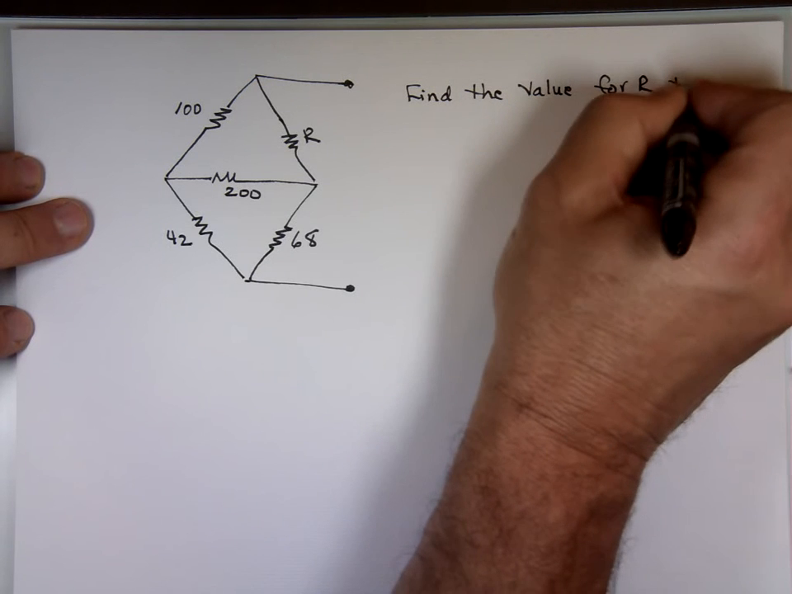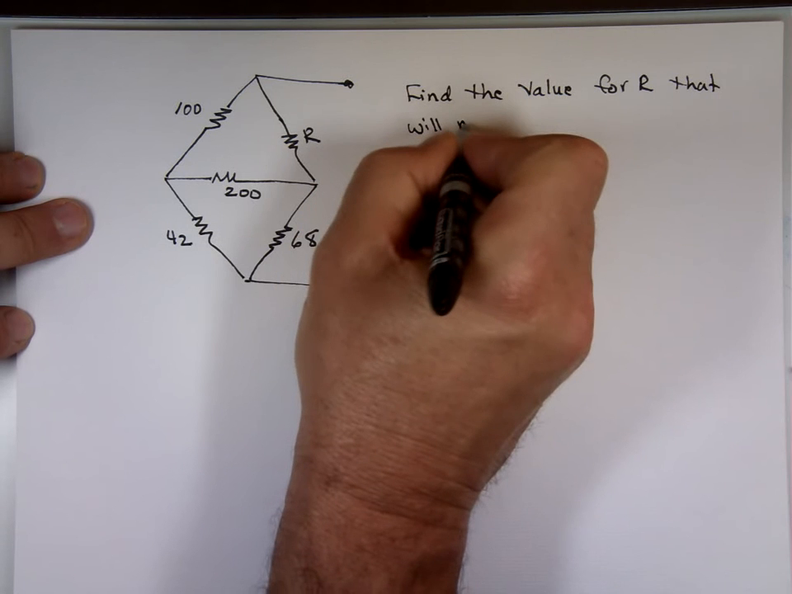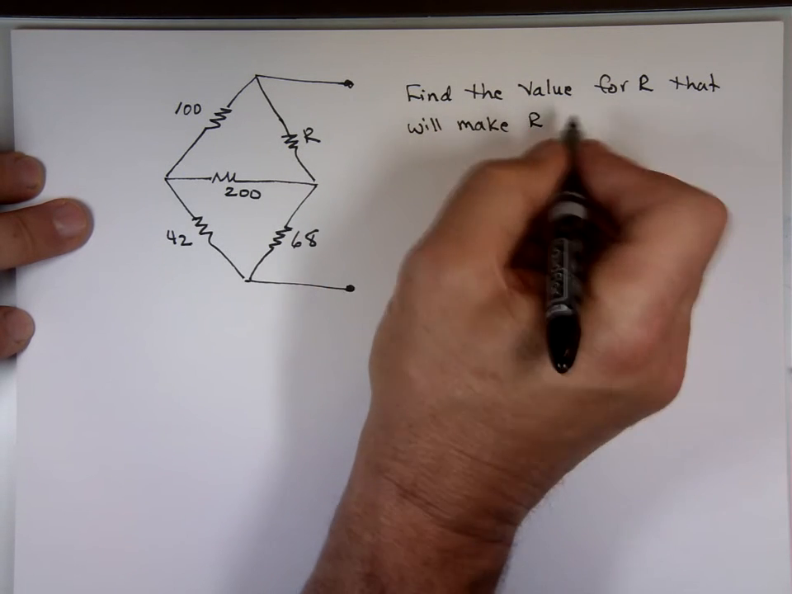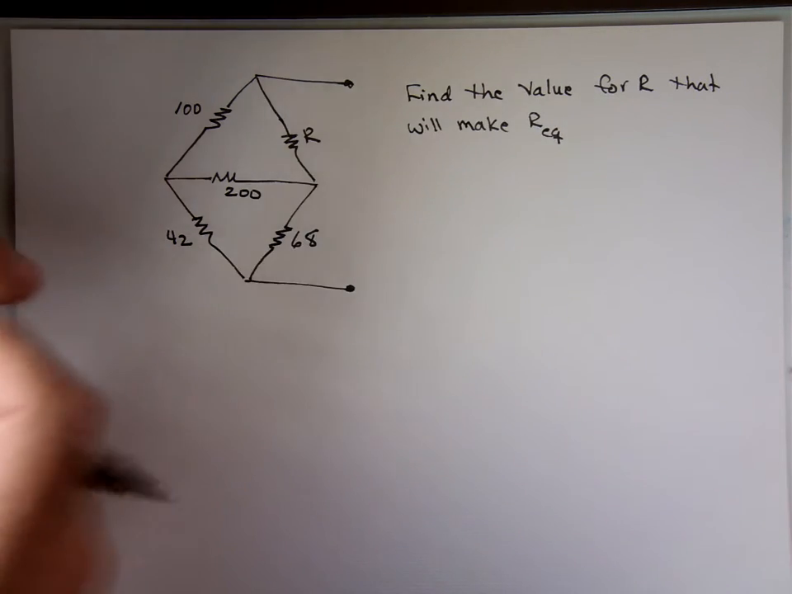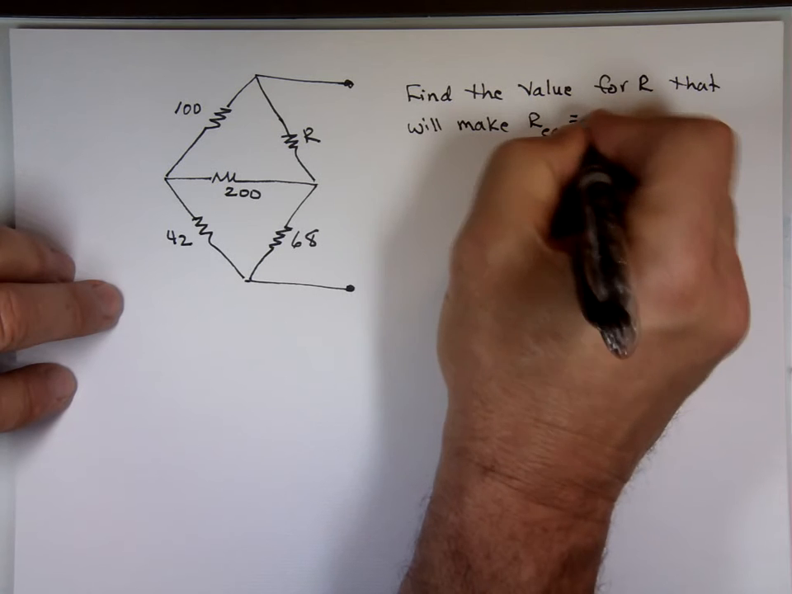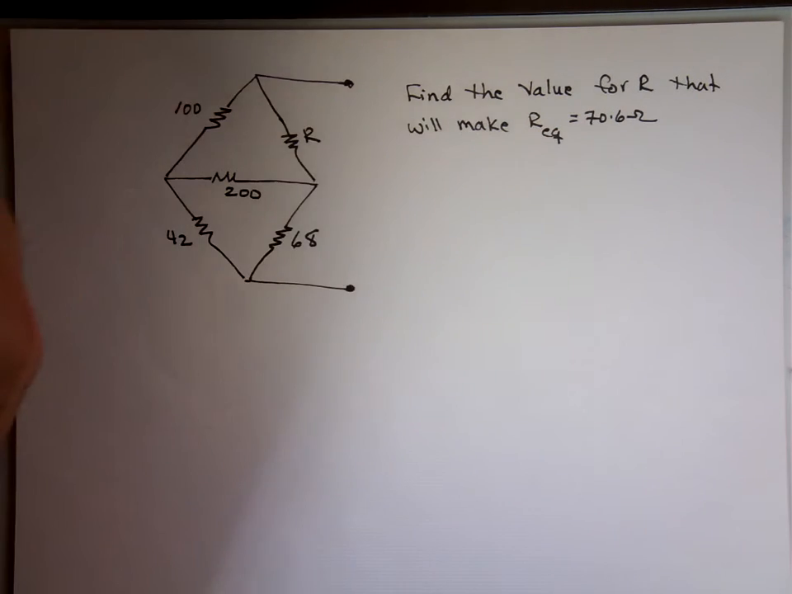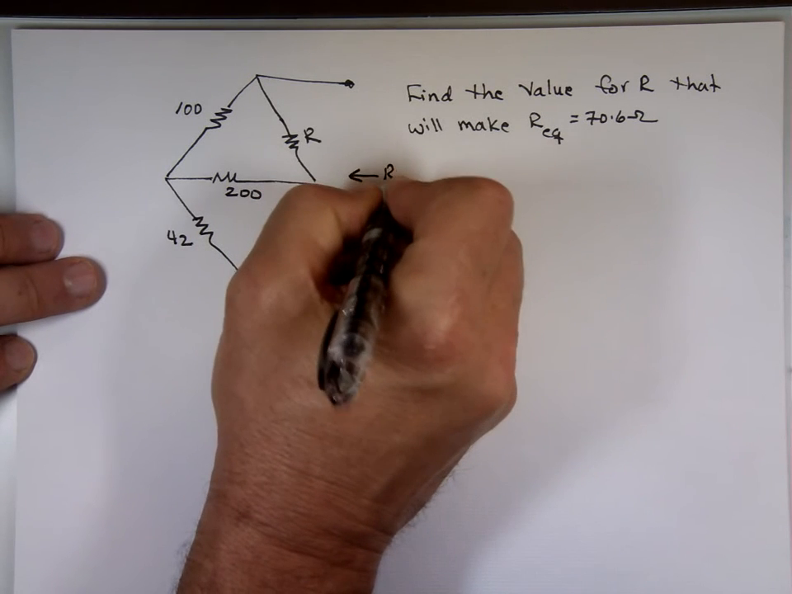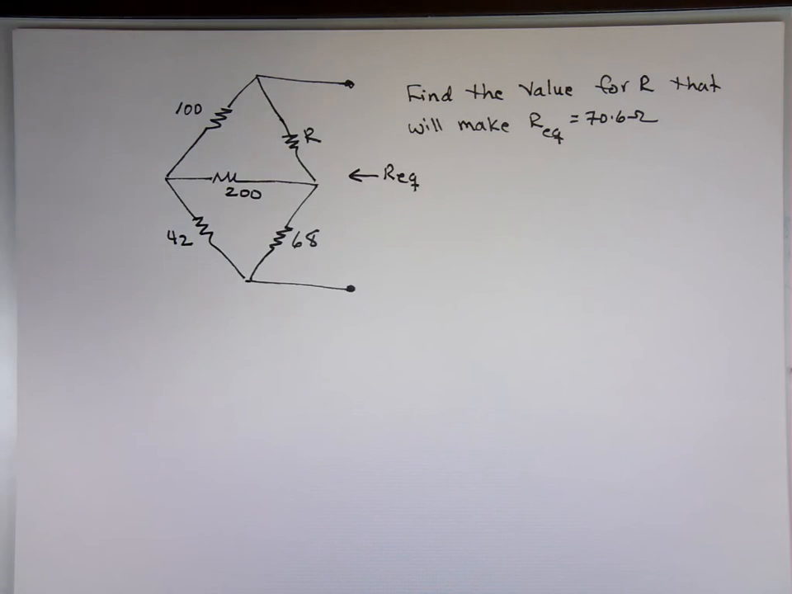That will make R equivalent. The equivalent R, looking at the circuit, equals 70.6 ohm. So if you're looking back in this direction, we'll find the R equivalent. What value can I put for R here that will make it 70.6?